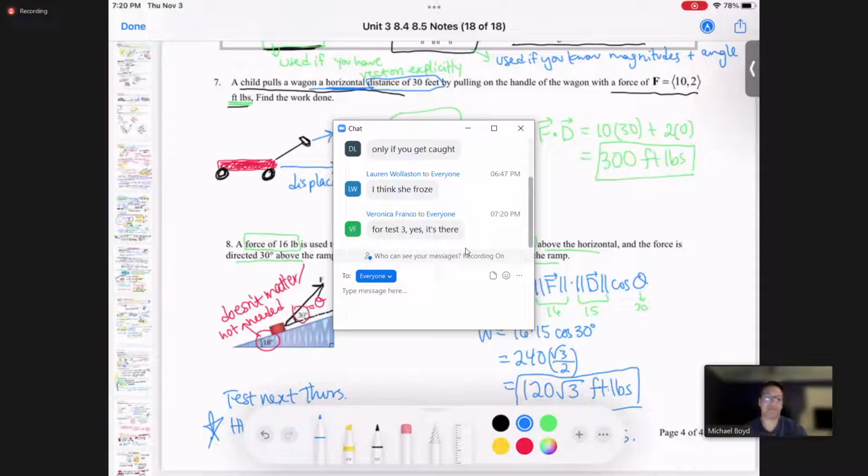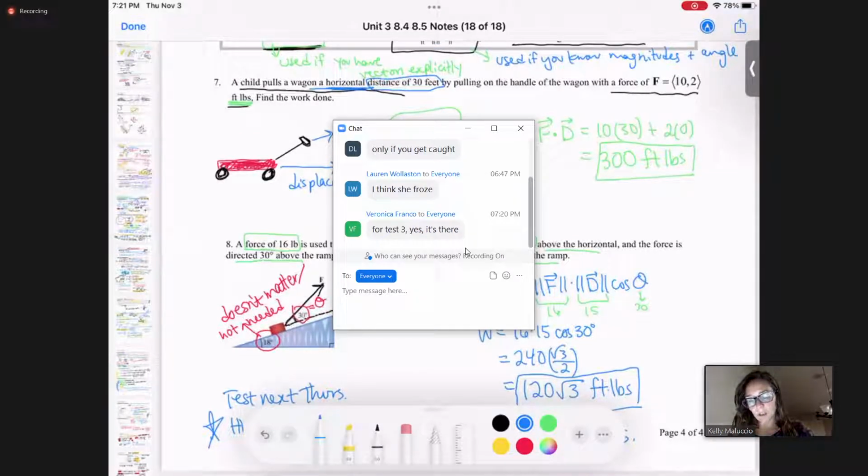Okay, cool. So it is posted. And the unit 4 notes, the next unit, I will make available next Thursday as always, but for test 3, yes, it's there. Thank you, Veronica. So for test 3, the book review problems are there. Tonight, like I said, at midnight, the test 3 review that I will do in class next week is going to be posted as well. So you do have tomorrow and the weekend and Monday to take a look at that if you want.